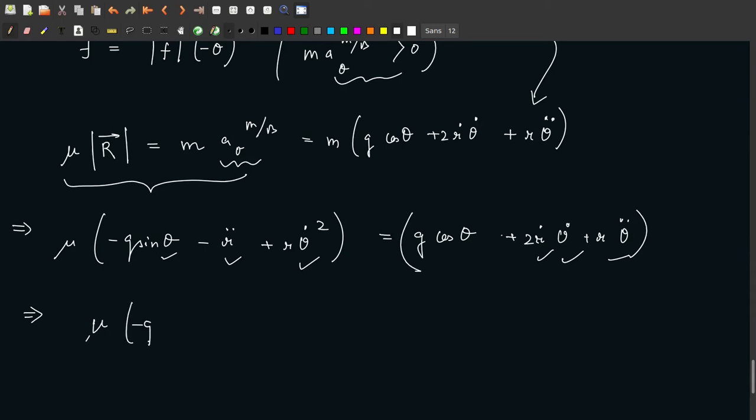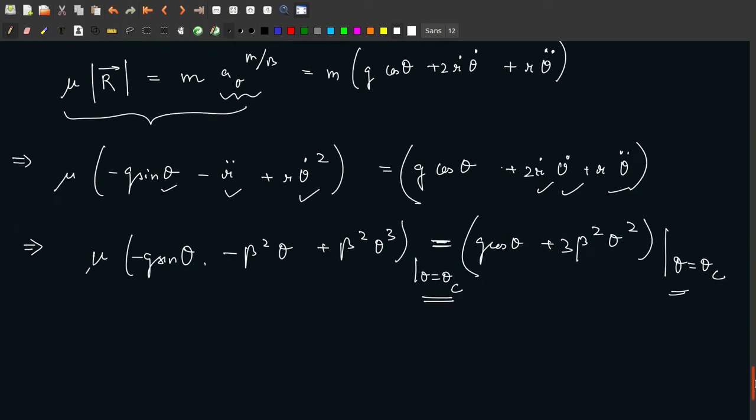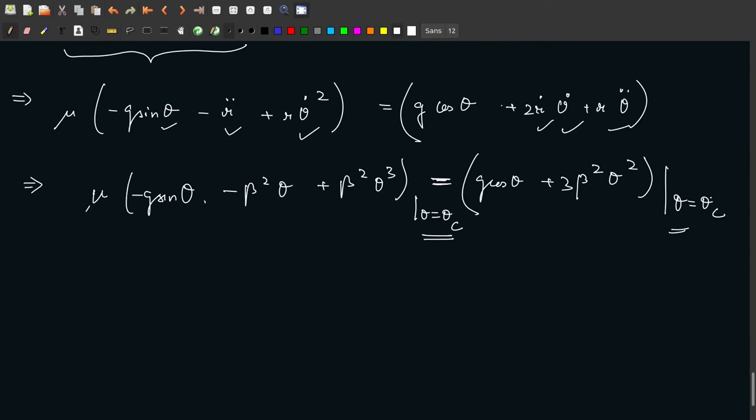So I'll just list down the answer. The condition is: theta minus beta square theta plus beta square theta cube is equal to g cos theta plus 3 beta square theta square, and the equality holds exactly at the point theta equals theta c, that is the critical angle. So you have to find out the critical angle when this equality of the equilibrium or rest condition is satisfied. If the rest condition is not satisfied, then this won't be an equality. There will be motion, it won't be at rest.